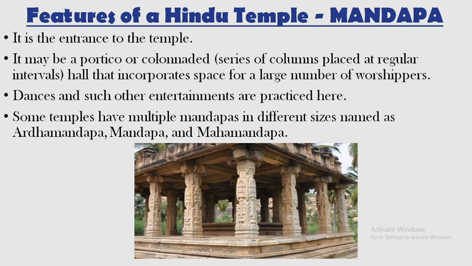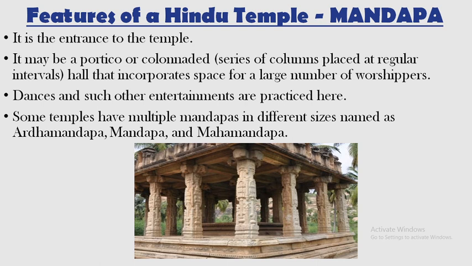There will be different series of columns placed at regular intervals. If you see here, there are different pillars here, right? The columns means it is pillars. It incorporates space for a large number of worshippers. As I told you, dances and such other entertainments were practiced here. Even today, there is a lot of practice of Indian visual arts in this mantapa.